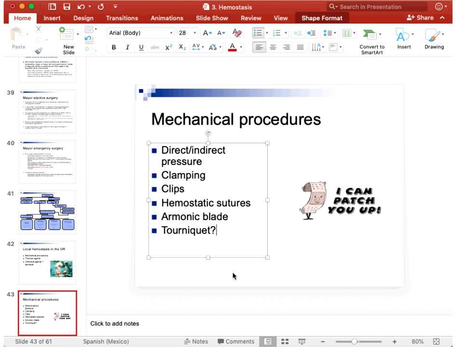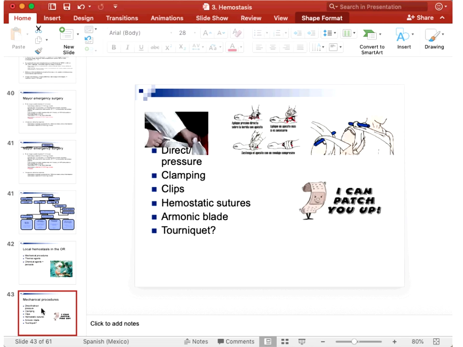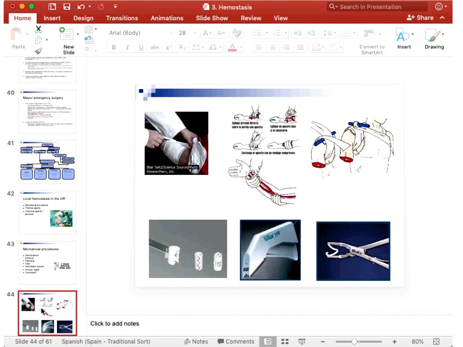And in that way, you're going to press directly into the vessel that is bleeding. That's the best advice I can give you. And well, you have to press.